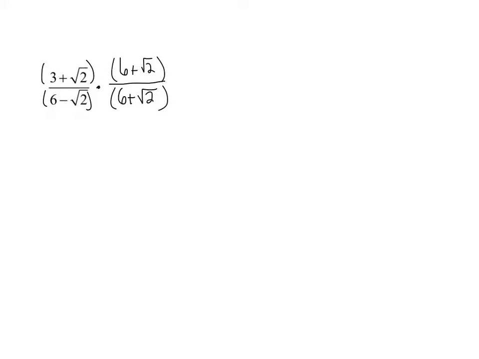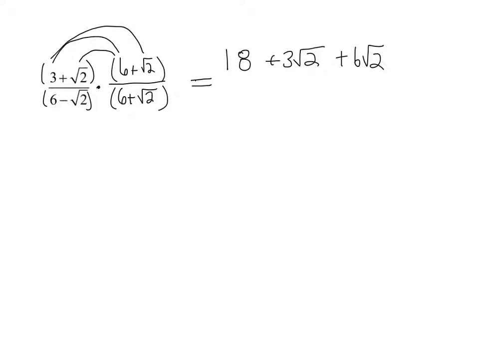So on this first one, 3 times 6 is 18. 3 times radical 2 is 3 radical 2. 6 times radical 2 is 6 radical 2. And radical 2 times radical 2 is radical 4. And we'll clean all that up here in a bit.